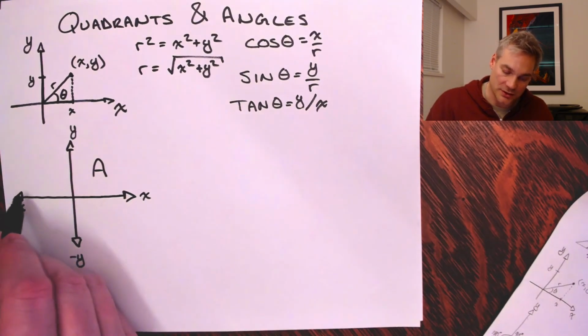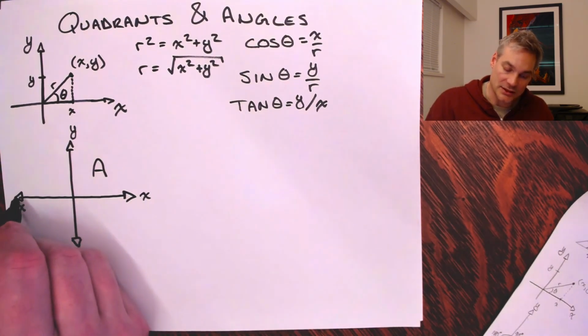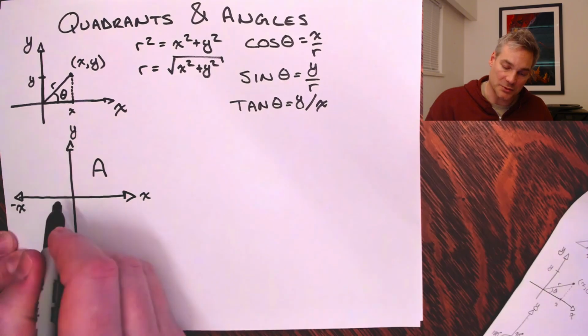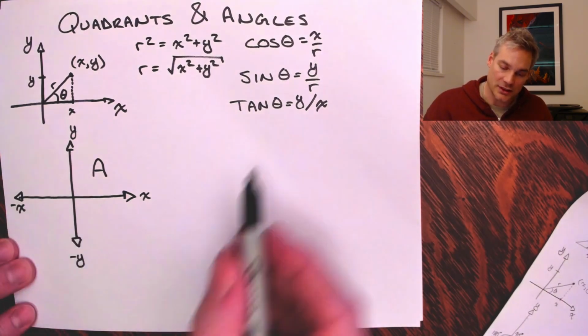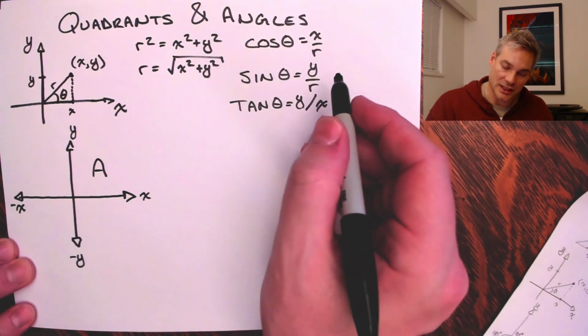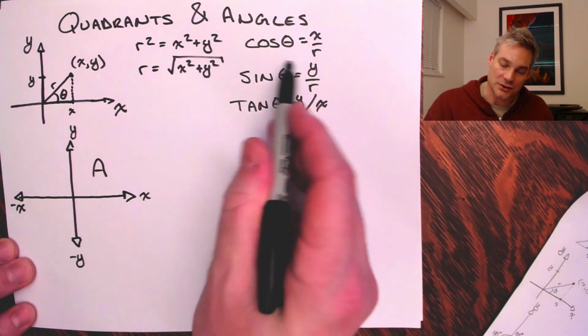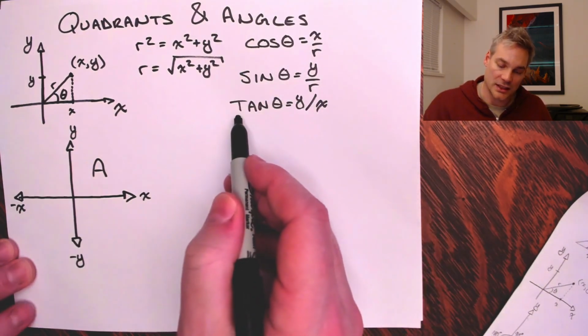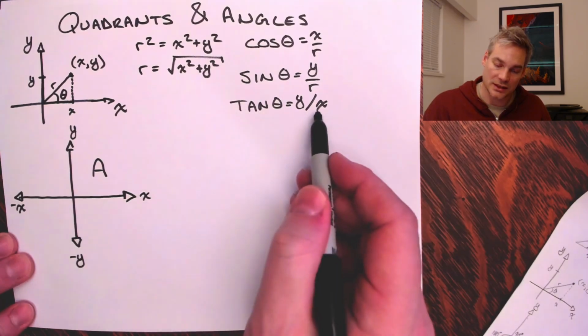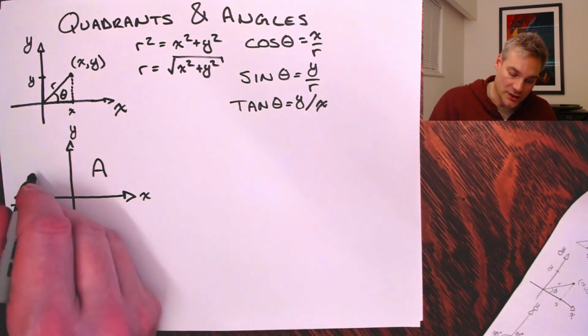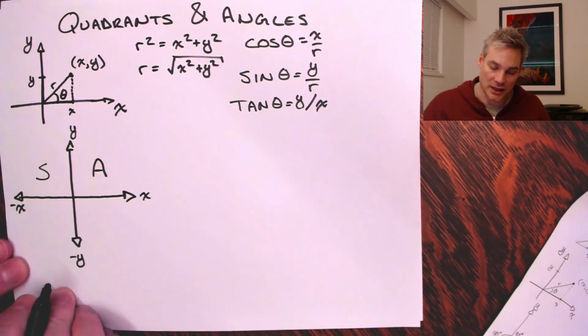Now if I go to this quadrant, x is negative and y is positive. If I look at that, well, x is negative, so cos is negative. Y is positive, so sine is positive. And x is negative, so tan is negative, because there's a negative there. So then I'll put an S for my sine.